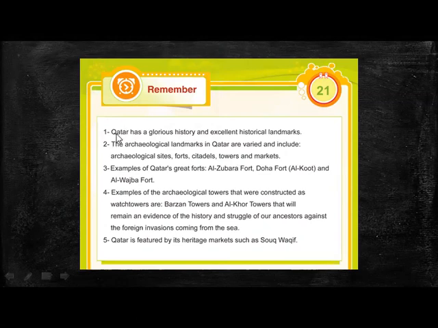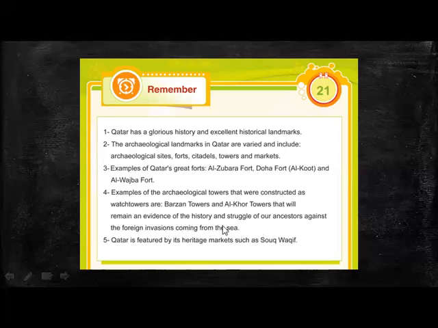Let's start reading. Qatar has a glorious history and excellent historical landmarks. The archaeological landmarks in Qatar are varied and include archaeological sites, forts, citadels, towers, and markets. Examples of Qatar's great forts include Al Zubara Fort, Doha Fort, also known as Al Qud Fort, and Al Wajba Fort. Examples of the archaeological towers that were constructed as watchtowers are Barzan Towers and Al Khor Towers that will remain an evidence of the history and struggle of our ancestors against the foreign invasions coming from the sea.